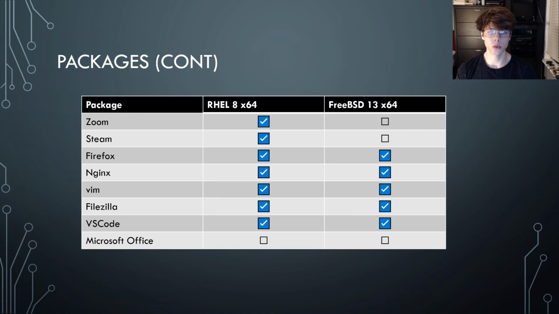But looking at some other tools, especially developer tools and system administrator tools, such as Firefox, NGINX, Vim, FileZilla, and VS Code, all of those are on both distributions. You're going to see your Apaches, your Pythons, your Rubies, all of those are going to be on pretty much both distributions because these are made by system administrators and developers for system administrators and developers. So there's just going to be a much greater amount of packages that are for system administrators and developers.